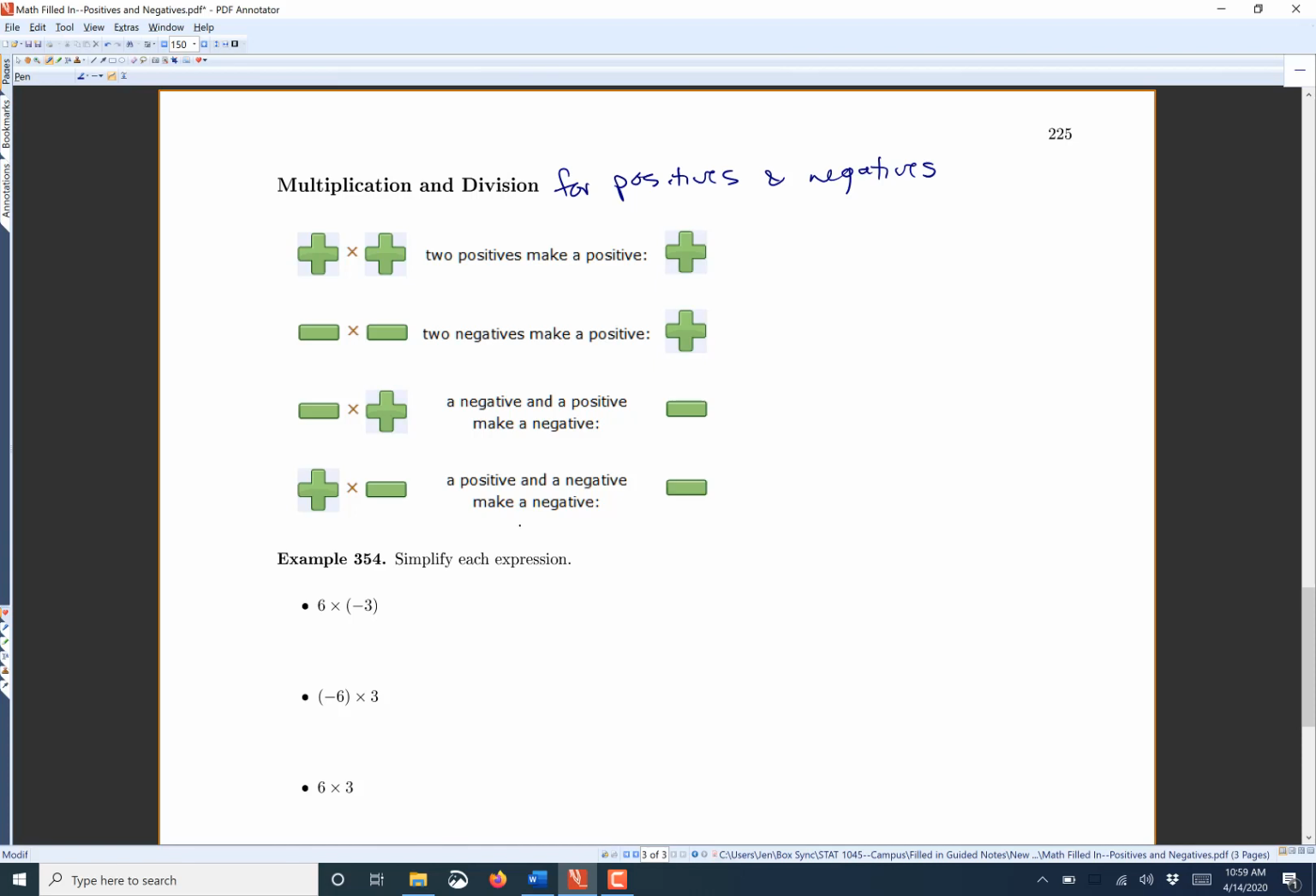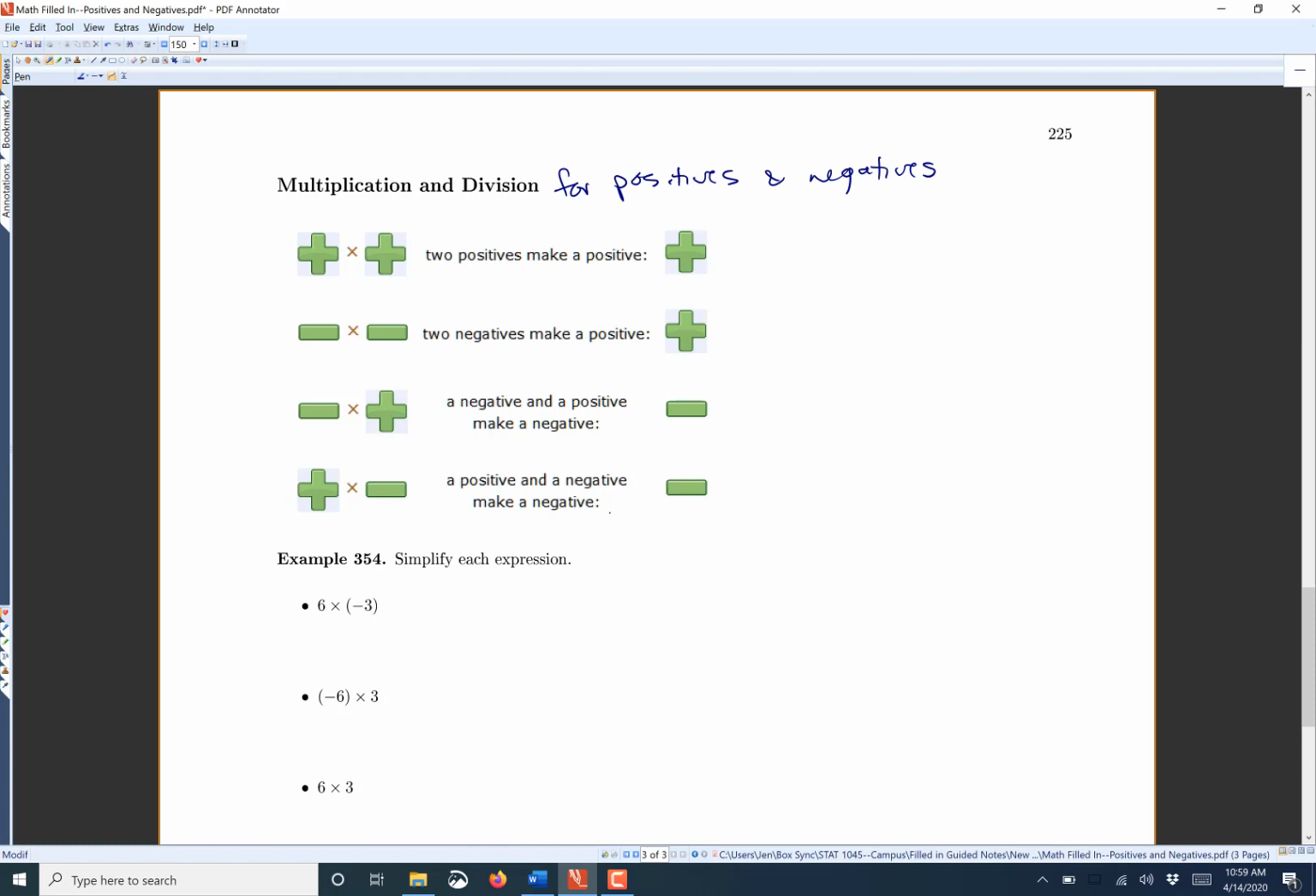If I have a positive times a positive, I'm going to get positive. If I have a negative times a negative, I will also get a positive. So if they're the same and you're multiplying, you get positives. But if I have a negative times a positive or a positive times a negative, so if they're different, I end up with a negative result.